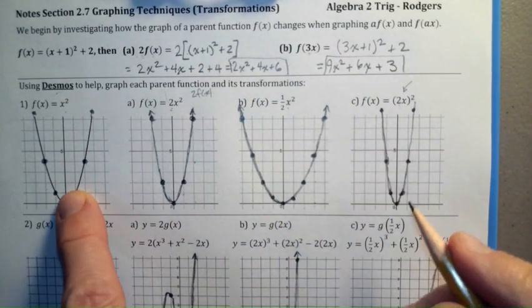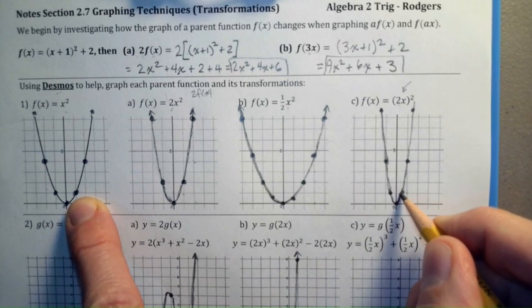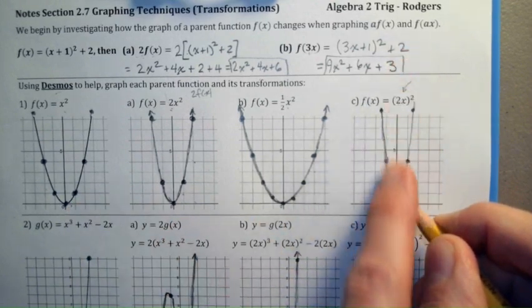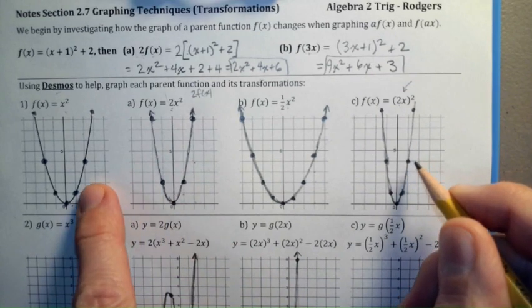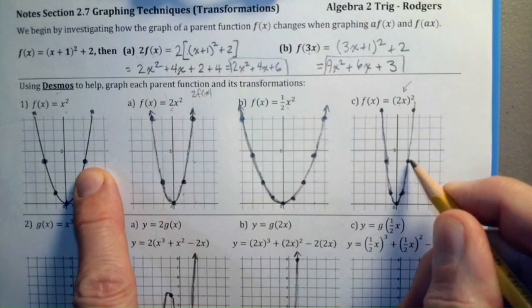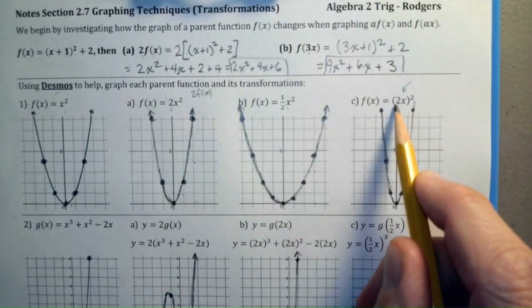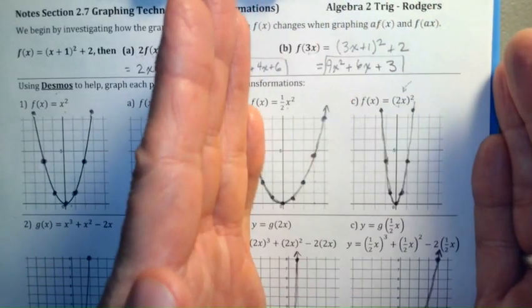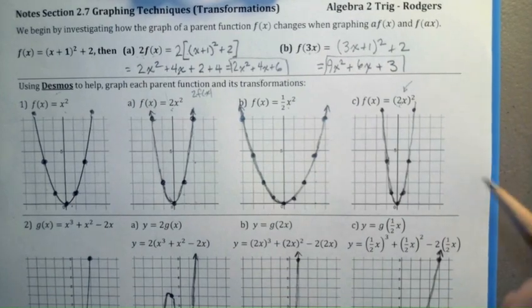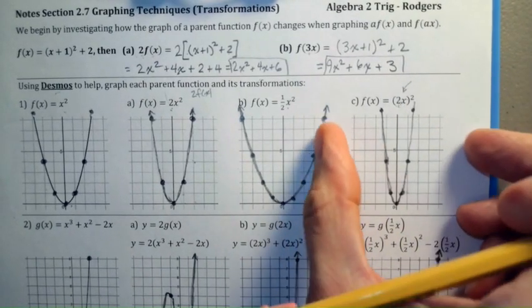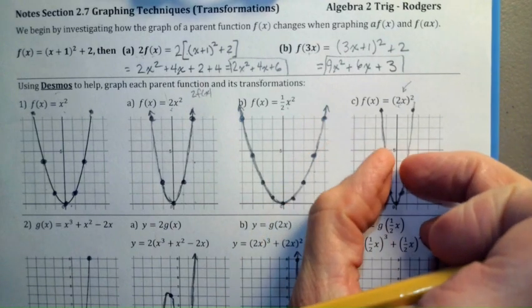So the point over here in the parent of 1, 1, which was here, is now half as far away from the y-axis. The point on the parent that was at 2, 4 is now at 1, 4. So it shrank it. The 2 makes it feel like it should stretch it in the horizontal direction, but instead it does the opposite. When we're replacing the x with 2x, it does the opposite of what you would intuitively think: it shrinks it in the horizontal.